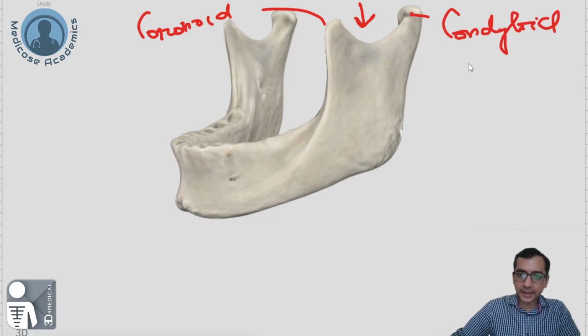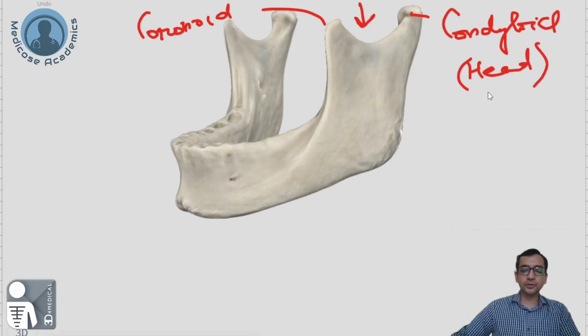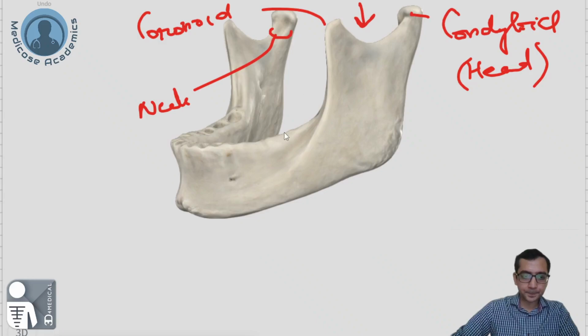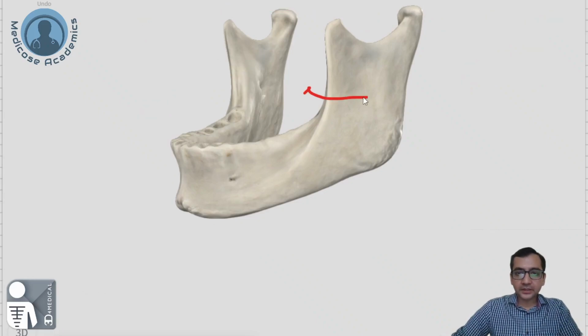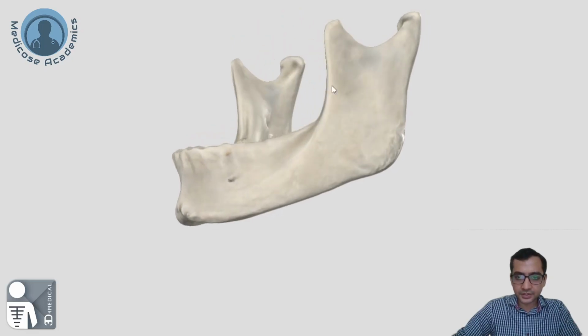This is also called the head of the mandible. And if you consider this the head, obviously the constricted part below it would be the neck of the mandible. Okay, this is the head and neck of the mandible. Let's look at the other features.